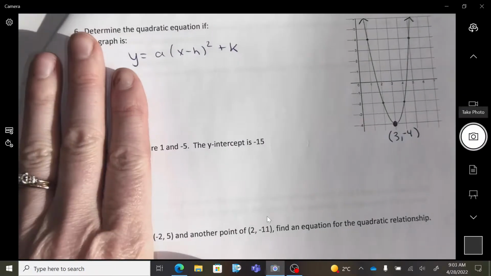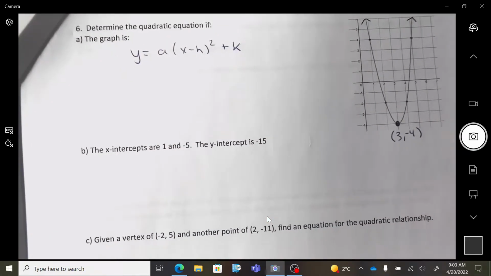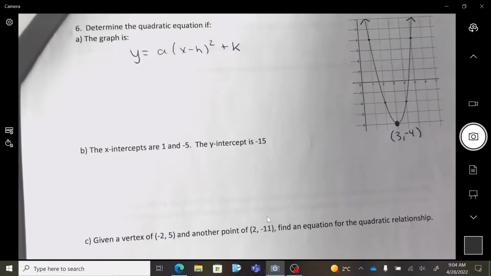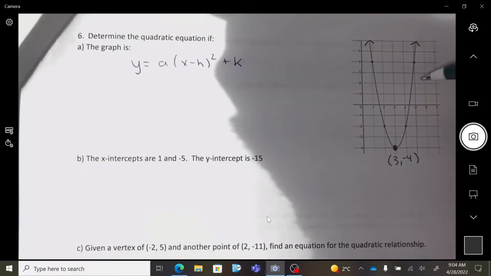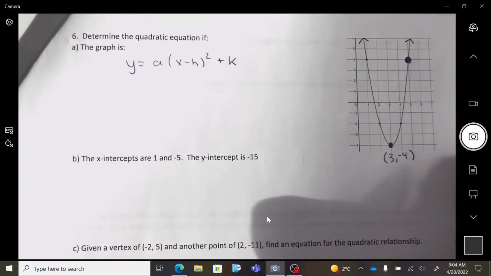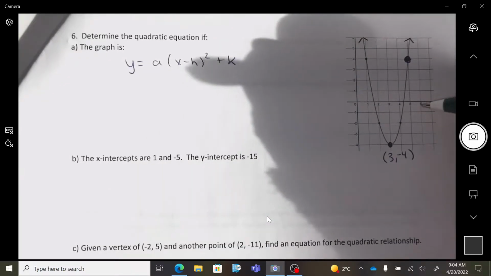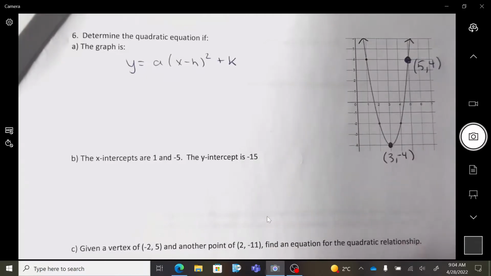Okay, so when I do this, I need to understand what the slope is, and we can use any other point to get the slope. So it doesn't matter. Does anybody want to pick a point? It doesn't matter which point we use. Should I go with this one right here? Doesn't matter. So that is (5, 4).